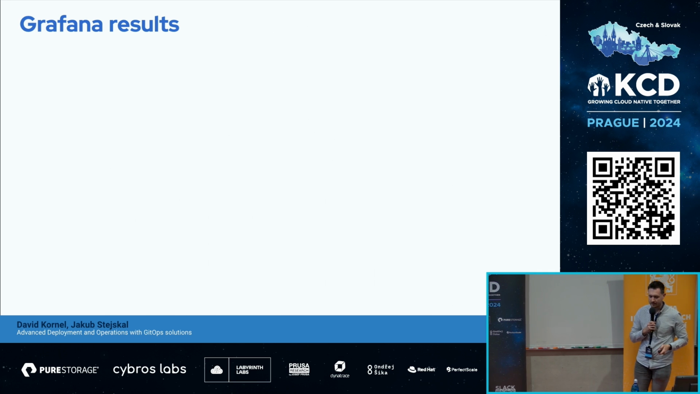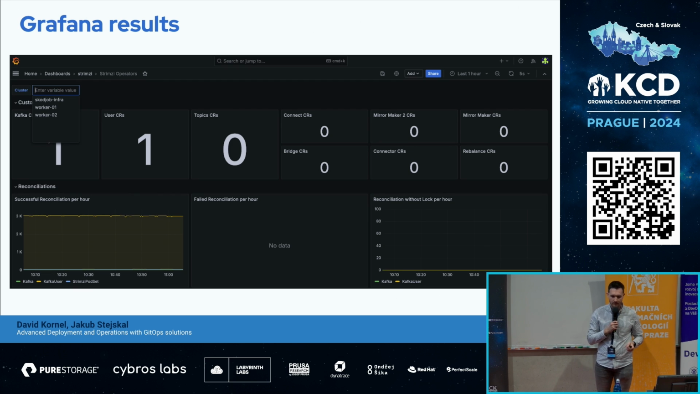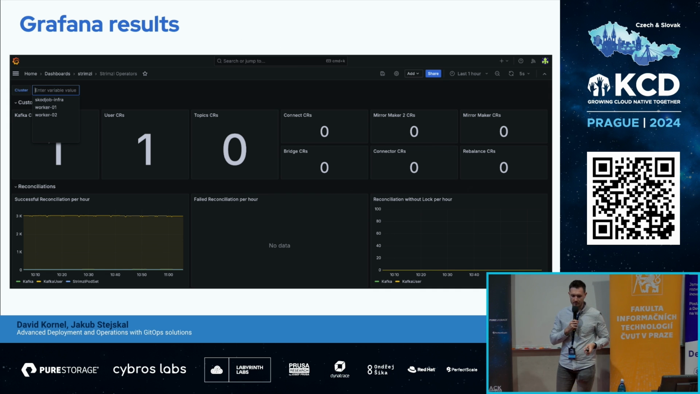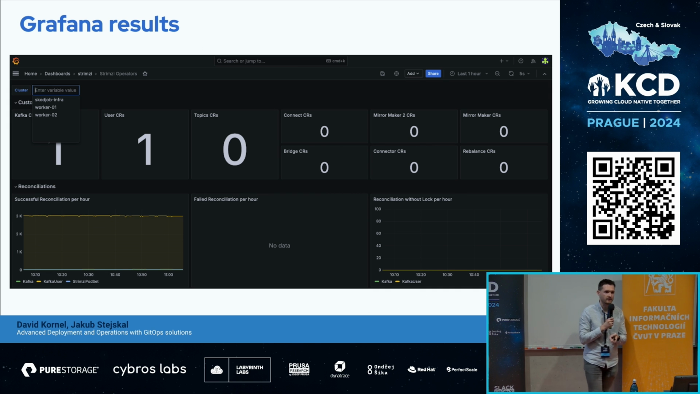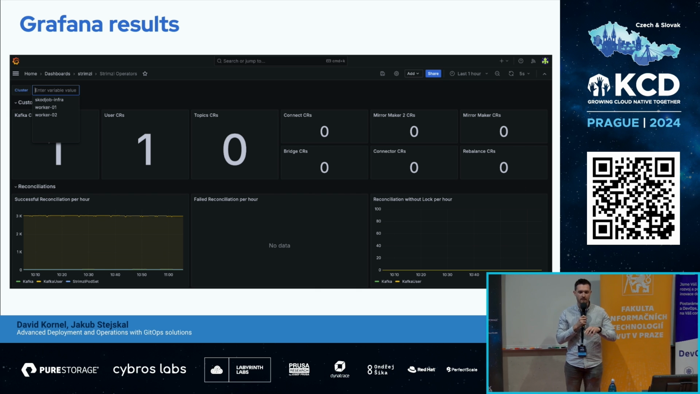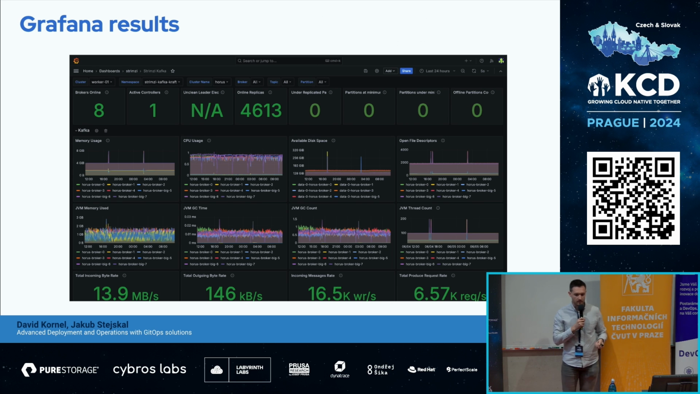Okay, now let's check how our Grafana looks. We have several different dashboards. Here you can see a dashboard that is mostly for the Strimzi operator. We are filtering our existing clusters in the Grafana dashboard, so we get the proper data from Thanos based on this label. In this case, the cluster value is set to GitOps infra, and the data are about our Event Hub deployment.